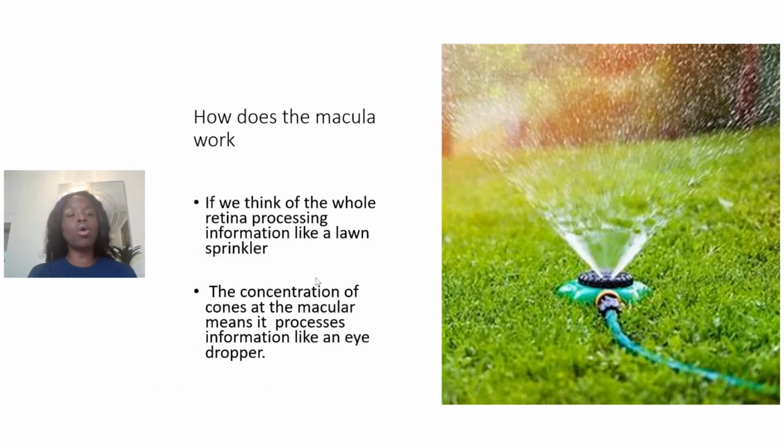If we think of the whole retina processing information like a lawn sprinkler with water going everywhere, the macula, with the concentration of cone cells, processes information like an eyedropper with a lot of detail. And because of this, when the macula is disrupted, there is still vision, but there tends to be a lack of detail and blurring of vision.